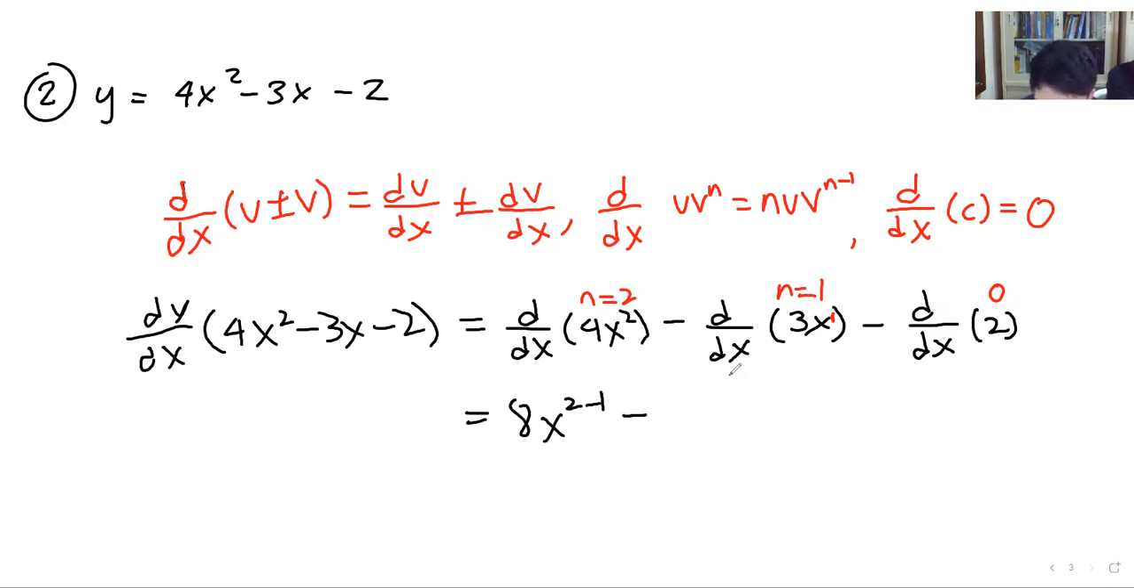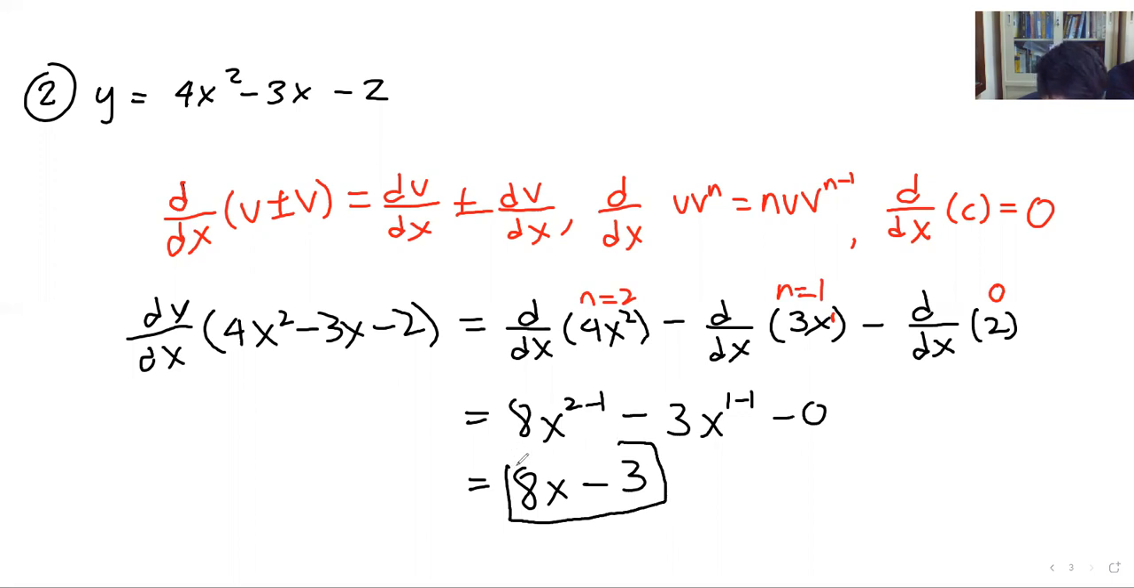So for 3x, 1 times 3 is 3, and then x to the 1 minus 1 is x to the 0, which is 1. So that will just be 8x, because 2 minus 1 is just 1, so we have to delete that. Then 1 minus 1 is 0, so it should be 1. So there should be 8x minus 3. Okay, so can we turn to the next question?